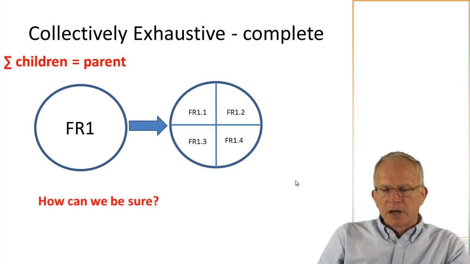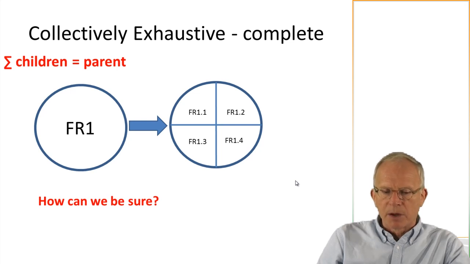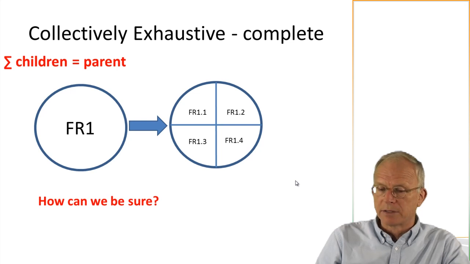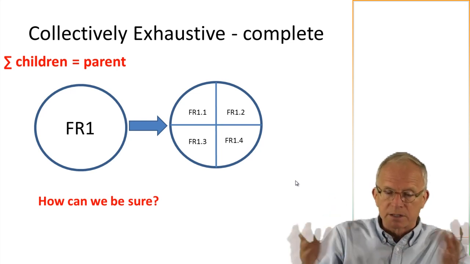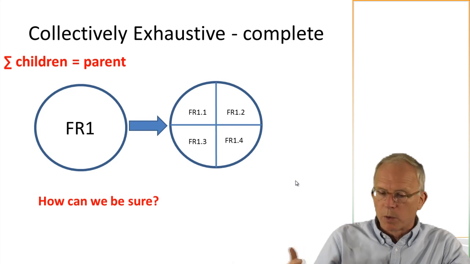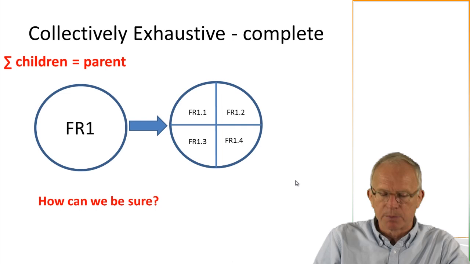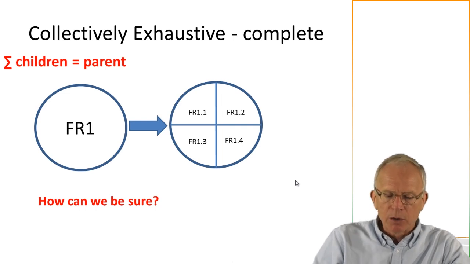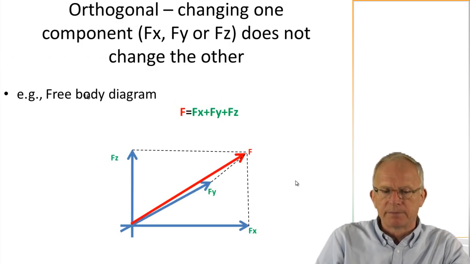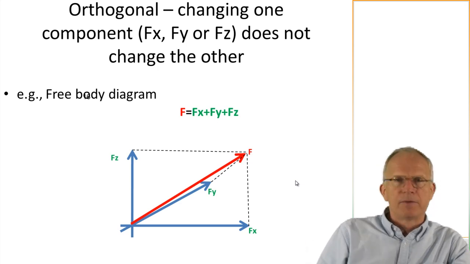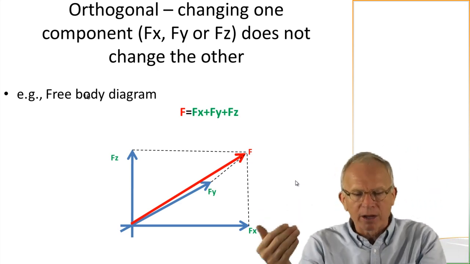So here's another representation of what we looked at before. When we decompose the space for function 1, all we're doing is drawing lines and delineating parts of this to be 1.1, 1.2, 1.3, and 1.4. And if we've done that correctly, the sum of the children equals the parent. But how can we be sure that we've done that? Now here's something else too, the orthogonality. If there's overlap, they're not orthogonal.